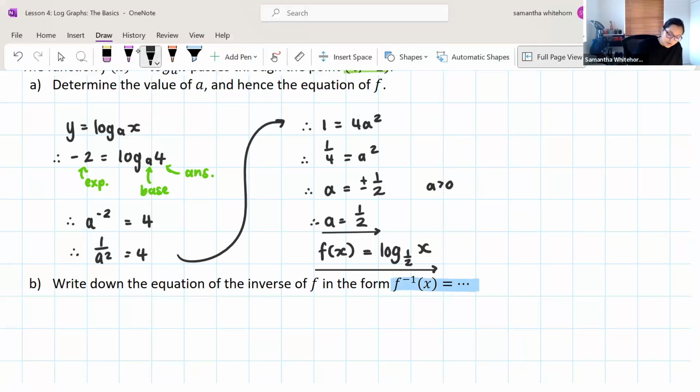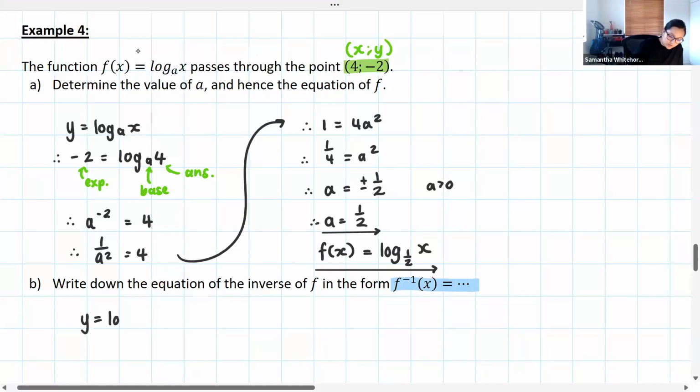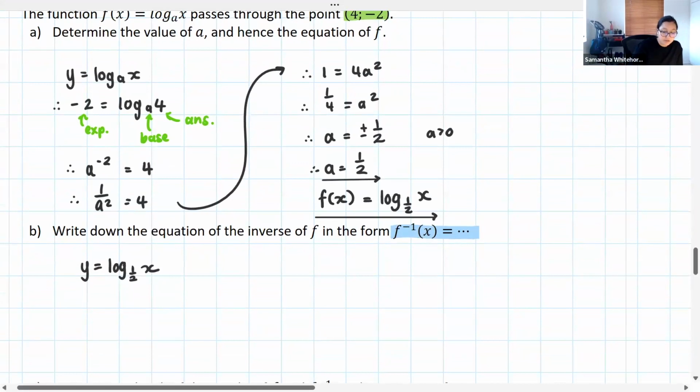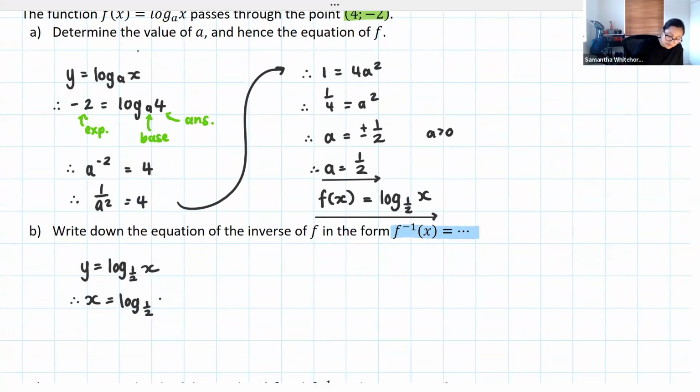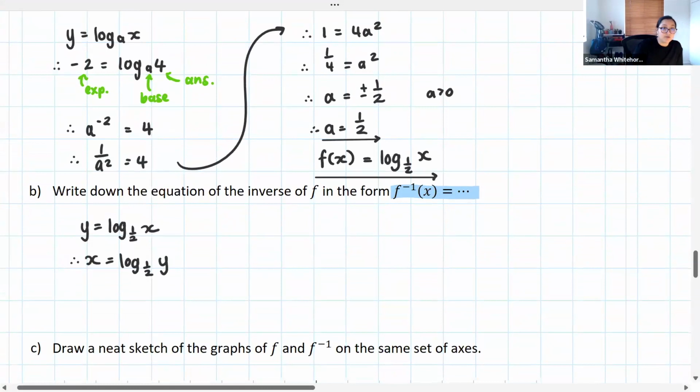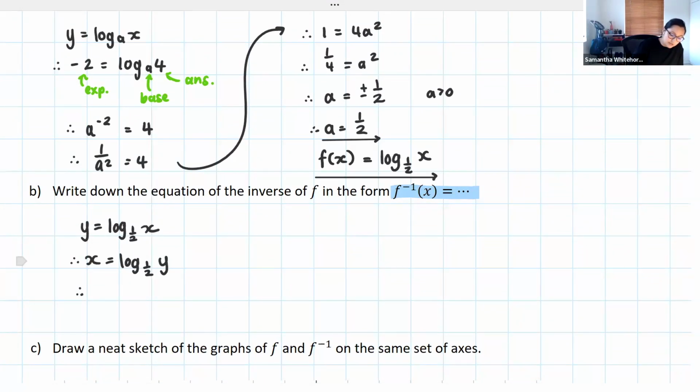Alrighty, so our original is y is equal to log base a half x. Remember, the basics of any inverse, swap x and y. X is equal to log base a half y. And now we can use that conversion rule that I had earlier to convert this. So this x answer is the exponent, half is the base. So we've got half to the power x equals the answer y. There's my inverse function. We write it in the correct format. So f to the negative 1 of x is equal to a half to the power x.